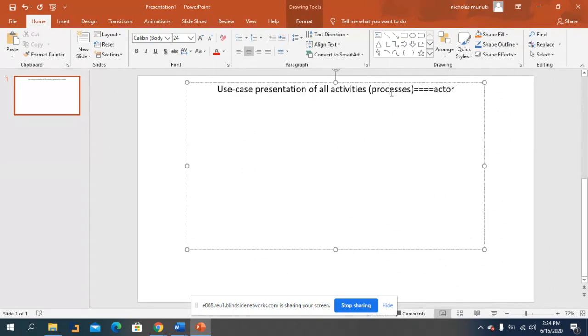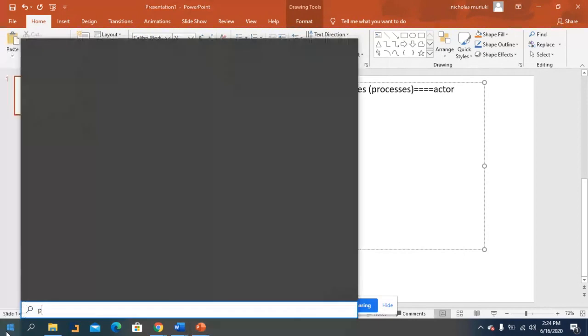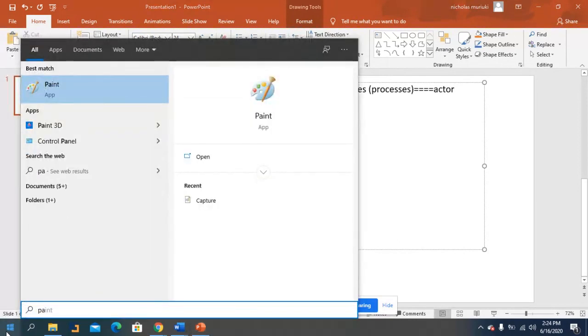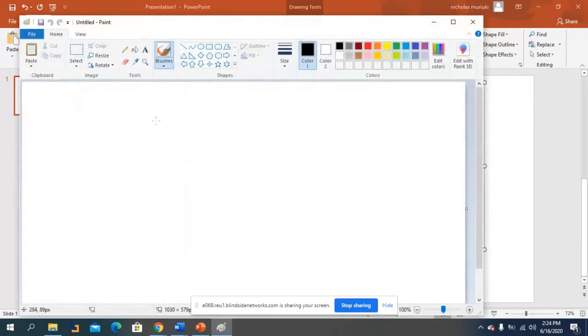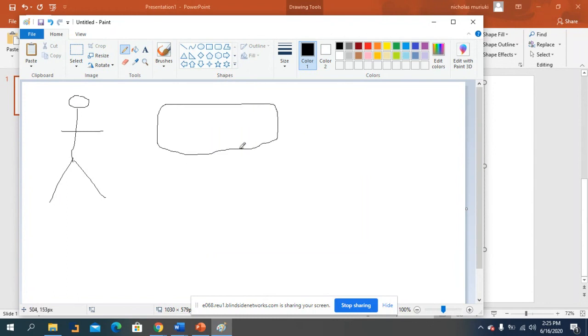So in our own case, I'll use Paint to define these symbols that are mostly used in these UML diagrams or these use case diagrams. One of them that we have is an actor. And when you're using an actor, we always present an actor with a person, a presentation of a person. And then we have some processes that we are supposed to have. And these processes are supposed to be used in a given data presentation. And this is what we are calling a process.